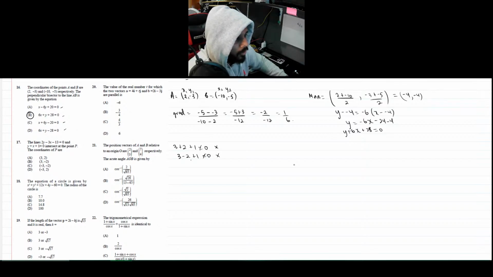Next one, minus 3 and minus 2. Minus 3 minus 2 plus 1. This is not equal to 0, so this is wrong. Lastly, minus 3 plus 2 plus 1. This is equal to 0, so this is correct.